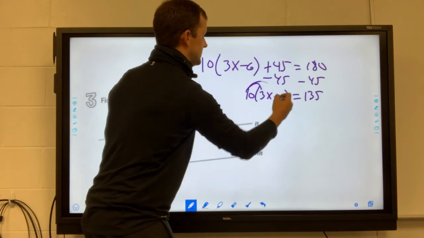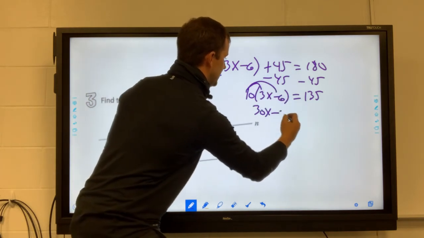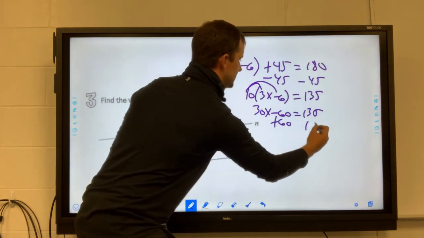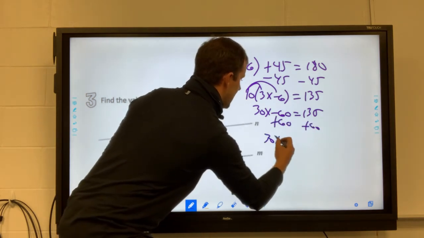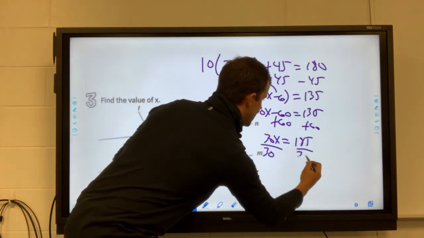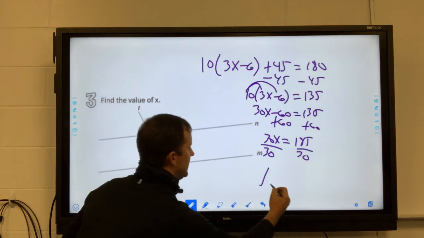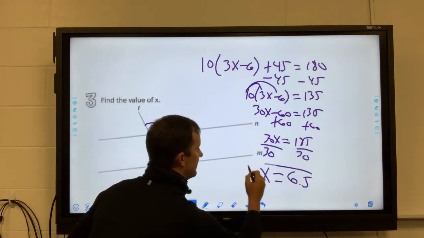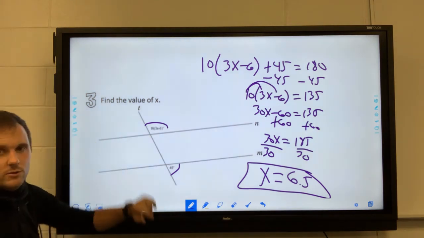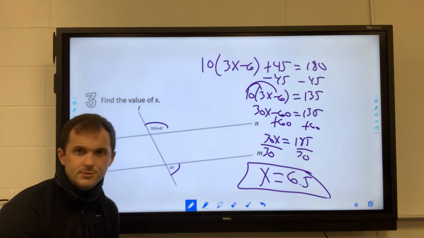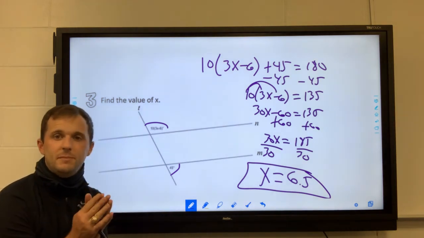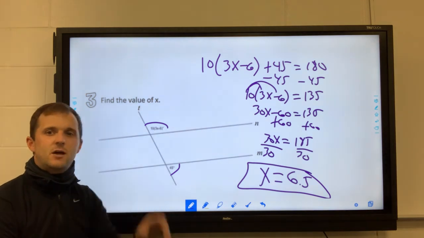Okay, I'm going to distribute the 10. So I get 30x minus 60 is equal to 135. I'm going to add 60 on both sides. So I get 30x is equal to 195. And then I'm going to divide by 30 on both sides. 195 divided by 30 is going to end up giving me 6.5. So that means x is going to be equal to 6.5, because these two angles are going to be same side supplementary angles. So basically what you're doing is taking the idea that these two angles are supplementary to each other and using that to solve the problem, okay?